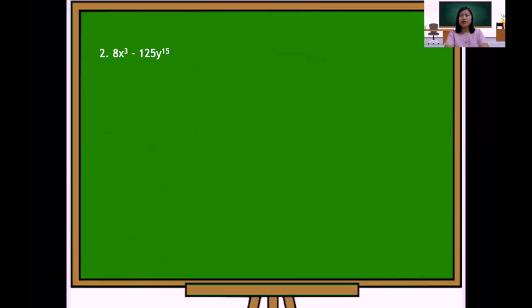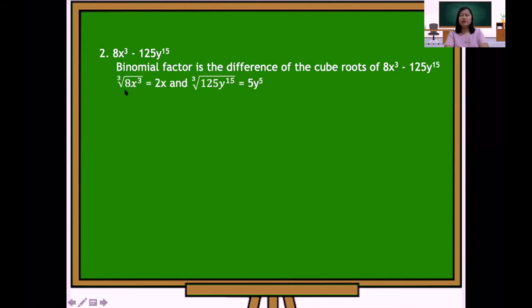Number 2, 8x cubed minus 125y raised to 15. Let's get the binomial factor. We get the cube root of 8x cubed. It is 2x. Cube root of 125y raised to 15 is 5y raised to 5. So our binomial factor is 2x minus 5y raised to 5.